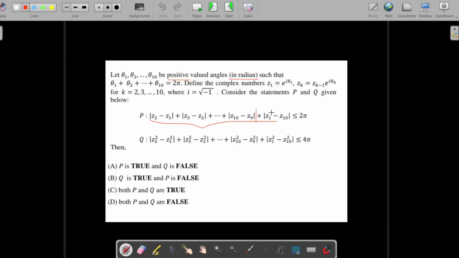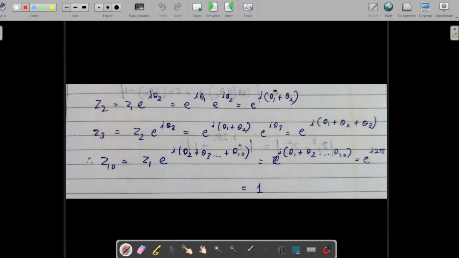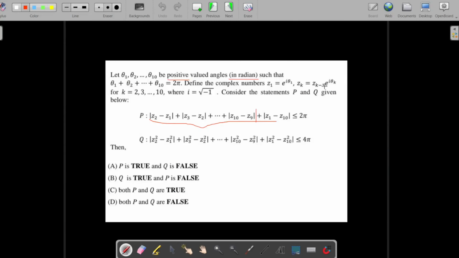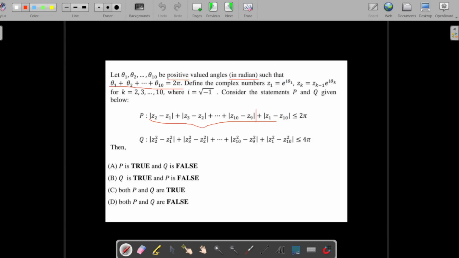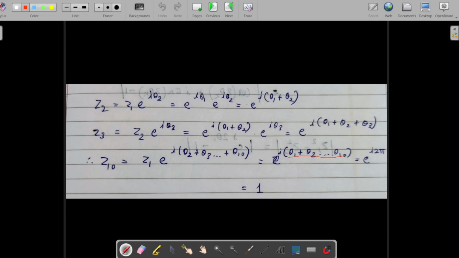Finally, as I'm seeing that this term is a little different, to focus on this term, we will notice that z2 is nothing but e raised to the power i times theta 1 plus theta 2. Again, using the relation that they have given, we are finding z2, z3 and so on, to see if there is any pattern. So finally, yes, there will be a pattern. z3 will be e raised to the power i times theta 1 plus theta 2 plus theta 3, and so on. So z10 will have the sum of all of these angles, and the sum of these angles is given as 2 pi in the question itself. So very easily, z10 is simply 1, because e raised to the power i 2 pi is nothing but e raised to the power i into 0.